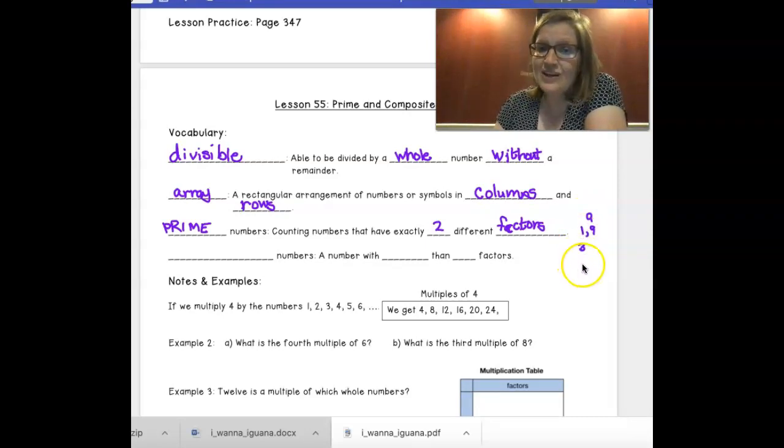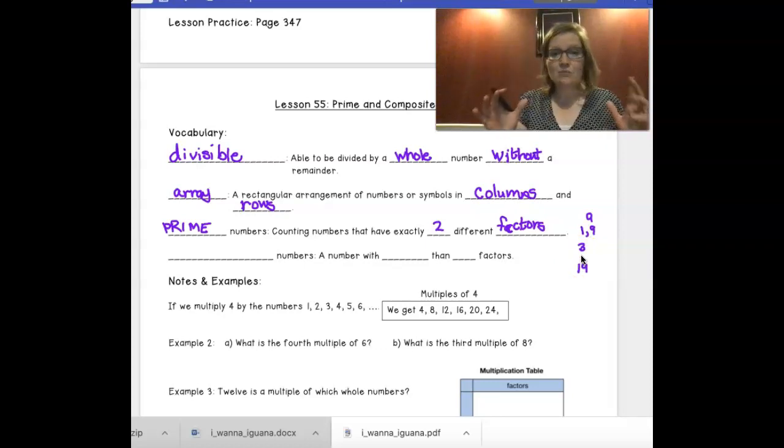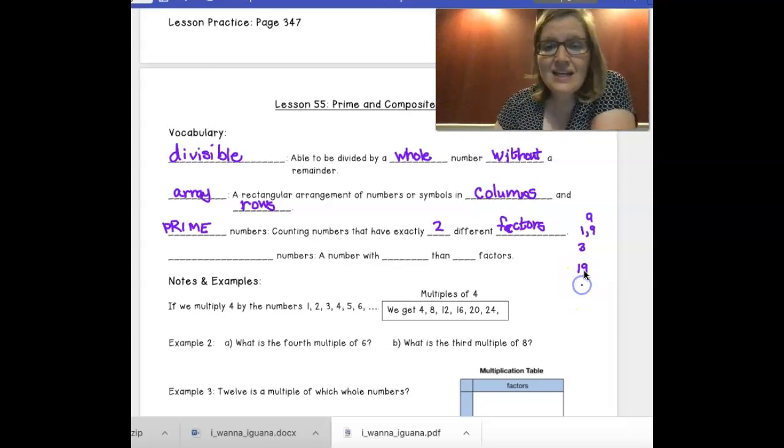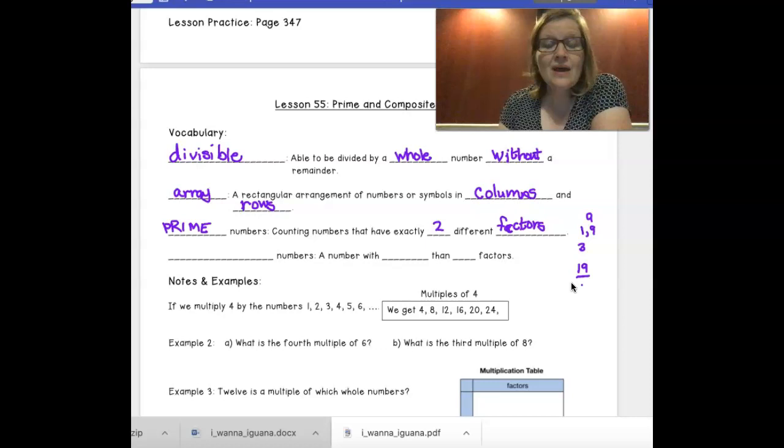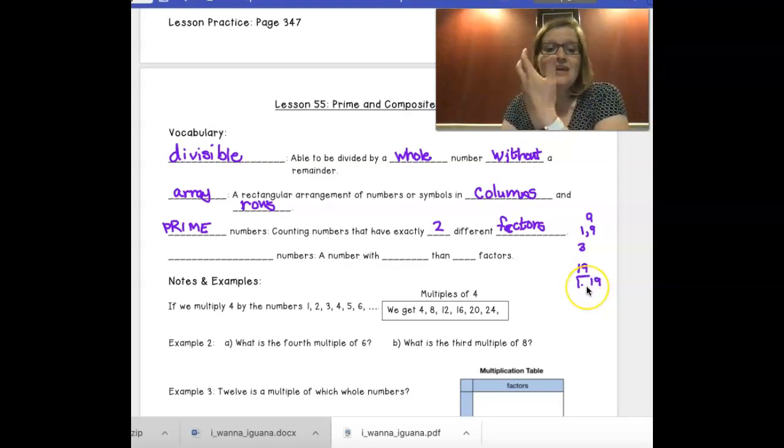However, let's add 10 more to 9, and we look at 19. If you were to go on your math facts chart, the number 19 never shows up. That is because 19 is what we refer to as a prime number. If we multiply two numbers together to get 19, the only whole numbers we can multiply together are 1 and 19. That is an example of a prime number.